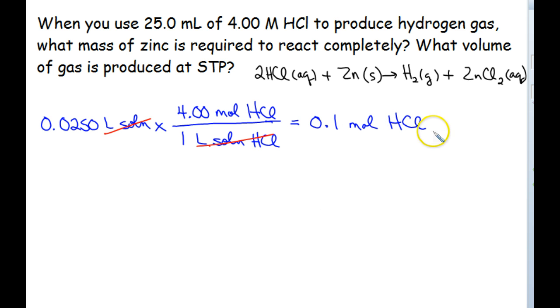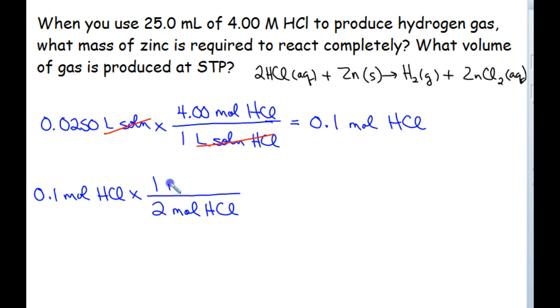Now that we have that, we could also set this up to carry out as a long stoich, but I'm running out of space, so I'm going to start my next line here. Now that we have moles of HCl, we can look at our balanced chemical equation and go from moles of one to moles of the other. According to our equation, there are 2 moles of hydrochloric acid per 1 mole of zinc. But we don't want moles of zinc, we want grams of zinc, so we need to know the molar mass of zinc.